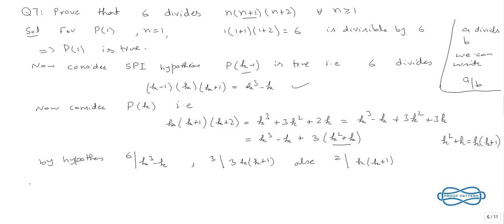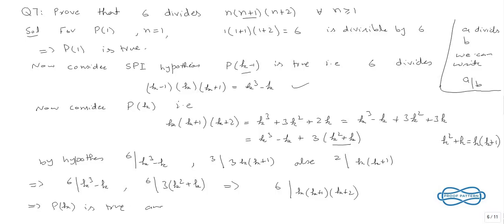So this means 6 not only divides k cube minus k, but 6 also divides the second term, which is 3 into k squared plus k. This means 6 actually divides k into k plus 1 into k plus 2. This means Pk is true, and hence Pn is true for all n greater than or equal to 1.